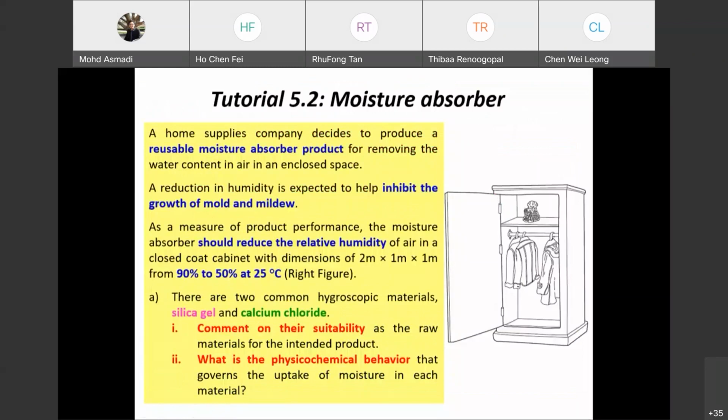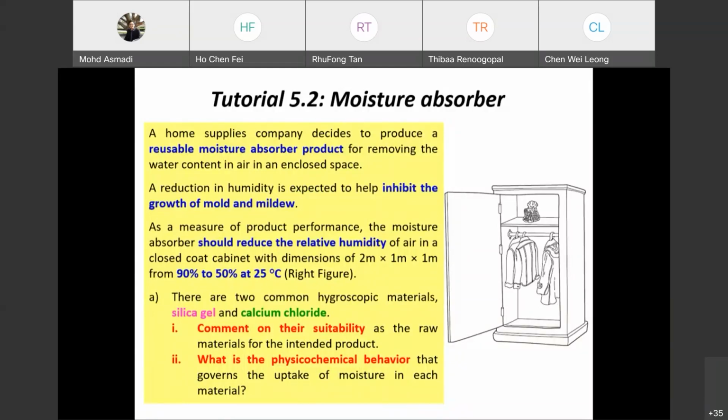As a measure of product performance, the moisture absorber should reduce the relative humidity of air in a closed cabinet with dimensions 2 meters by 1 meter by 1 meter, from 90% to 50% at 25 degrees. If you look at part A, we do this one together. Today we just focus on the functional products, and next week, next class, we focus on the formulated product.